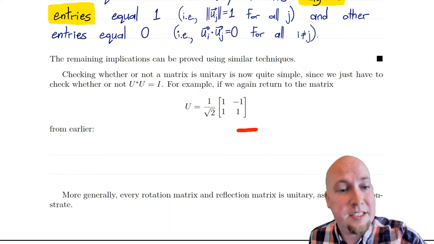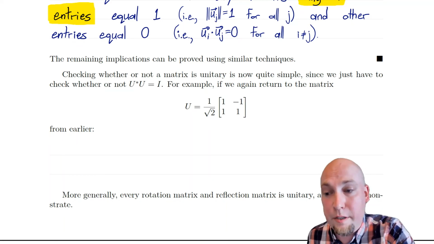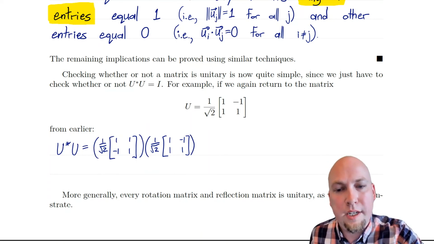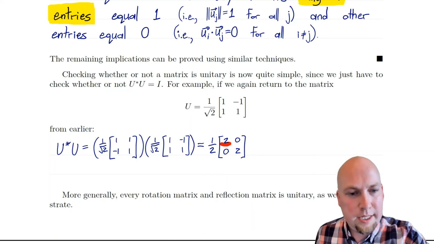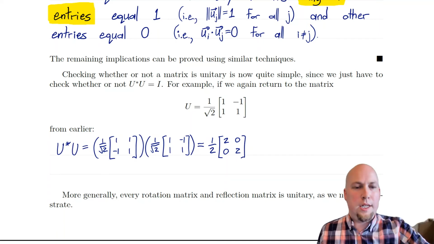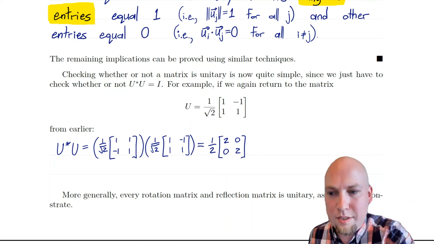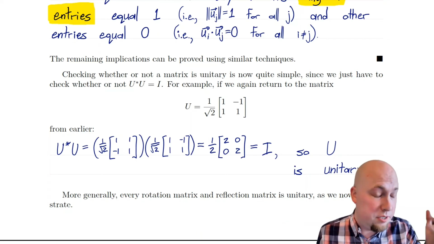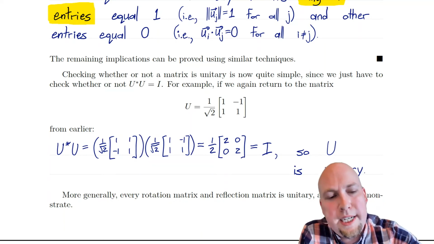Okay, so let's go back to this 2 by 2 rotation matrix that we saw earlier, and let's show that it's unitary using this theorem. All we have to do is compute U star U. Here's U star, here's U, you multiply them together. I would get 1 times 1 plus 1 times 1, that gives me a 2 there. Then I get (1, 1) dotted with (minus 1, 1), that gives me a 0 there, and so on. These multiply together to 1/2, so I get 1/2 of (2, 0, 0, 2), which of course is the identity matrix. So yeah, U is unitary. That's all there is to it. You just do that product, identity matrix, great, it's unitary. And of course it's unitary, it's a rotation matrix.